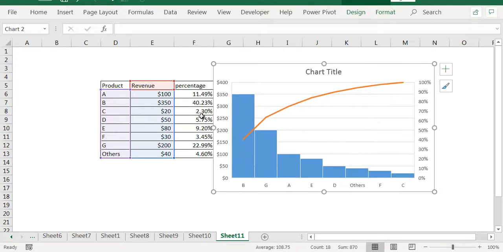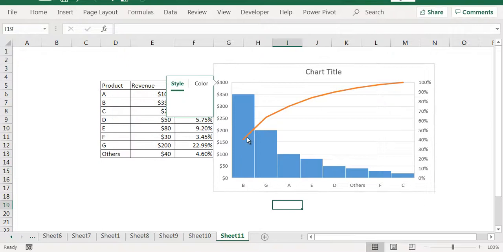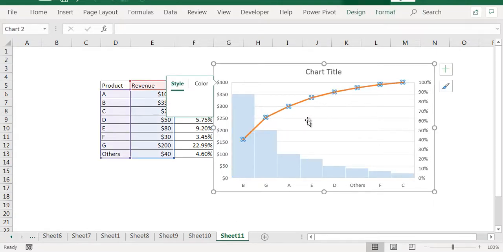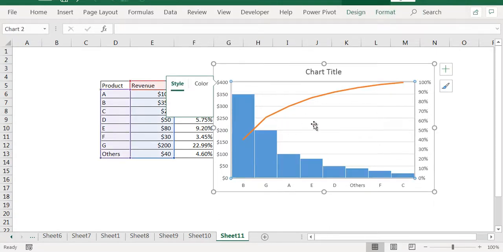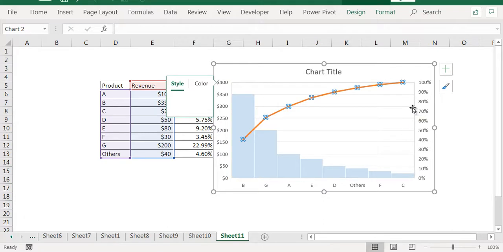By default it will sort your data, and we can see here that product B has the highest sales, followed by G and followed by A, and this line shows the cumulative amount. Cumulatively, you can see 60% is coming from the first 2 products. Then if you see cumulatively here, around 73-75% is coming from the first 3 products of the company.